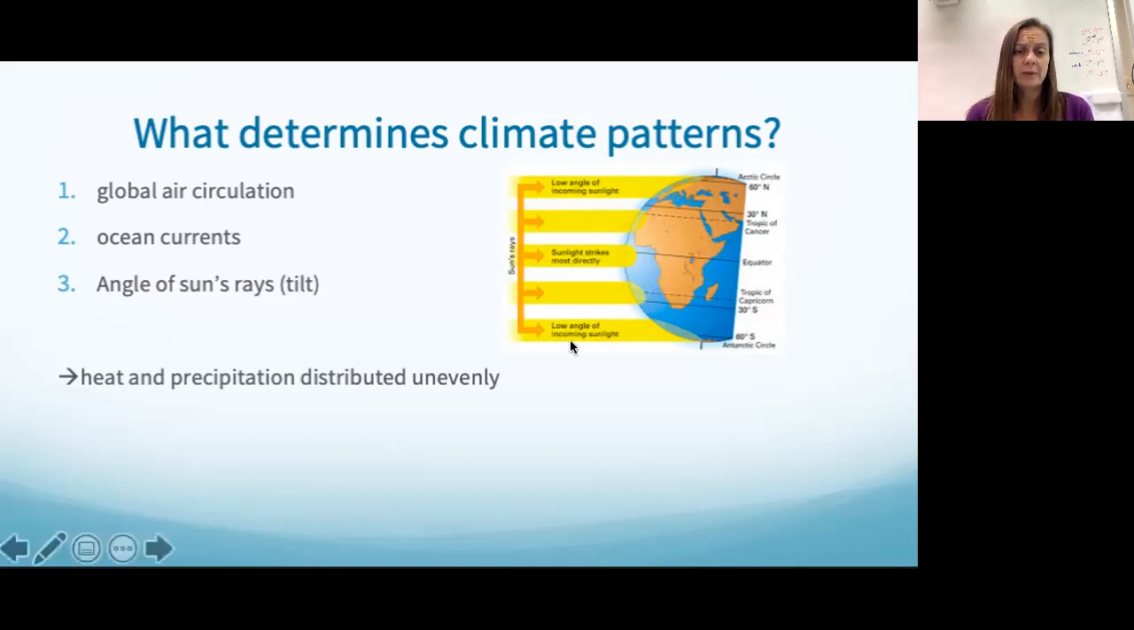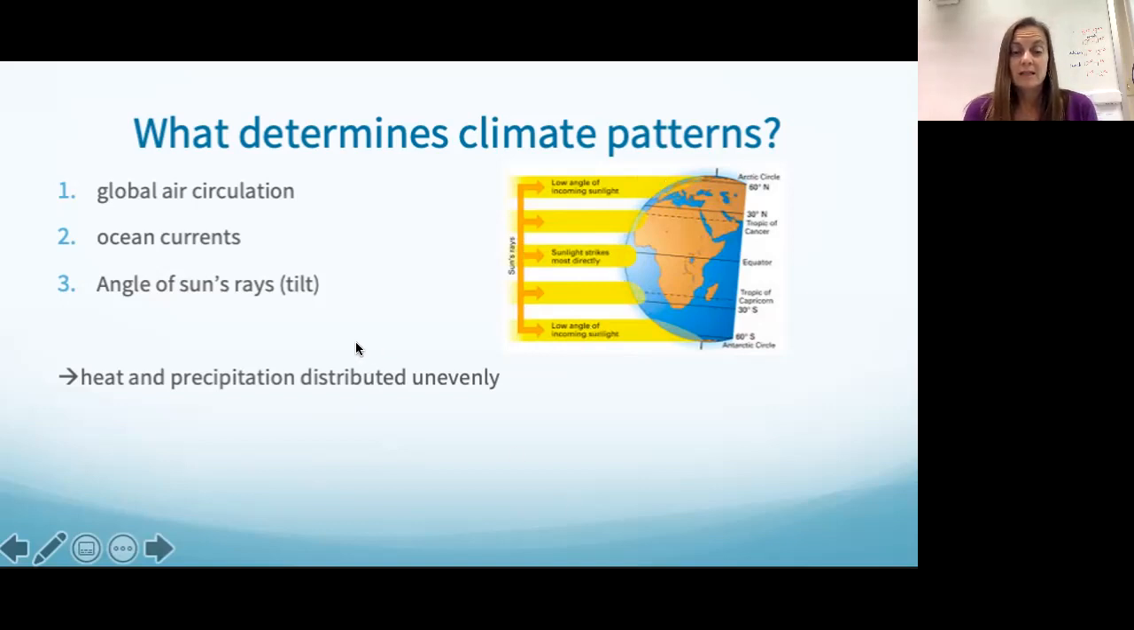So as we talked about with seasons, a more direct angle is going to give us more solar radiation. The lower the angle, the less of the energy that is able to penetrate through, because it's having to go through more of the atmosphere here at this low angle than it does at this more direct angle.